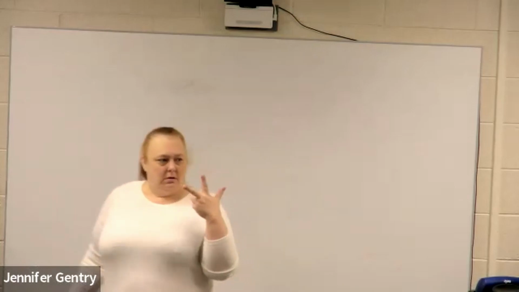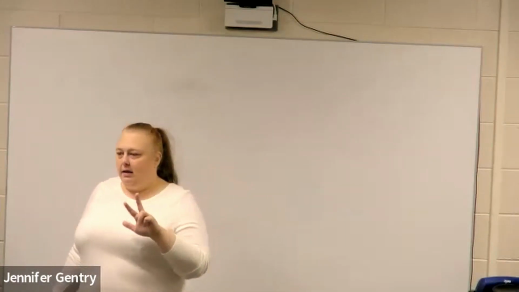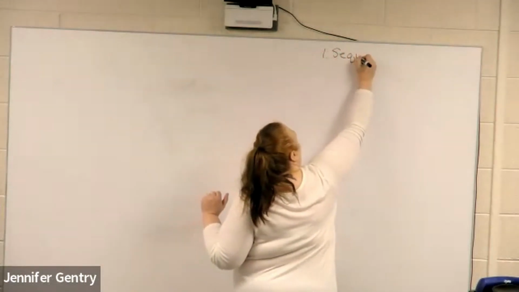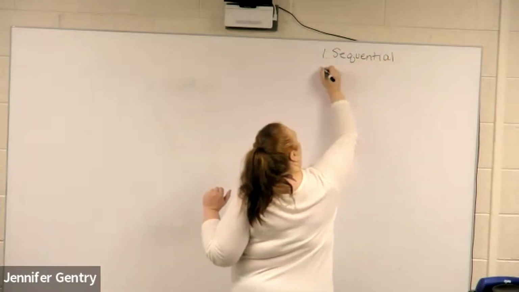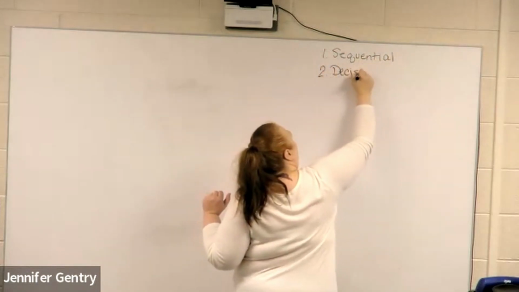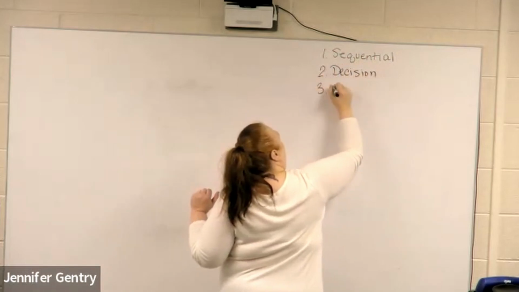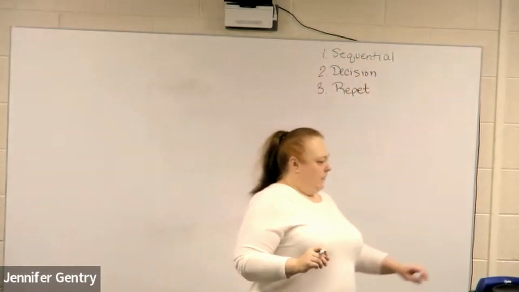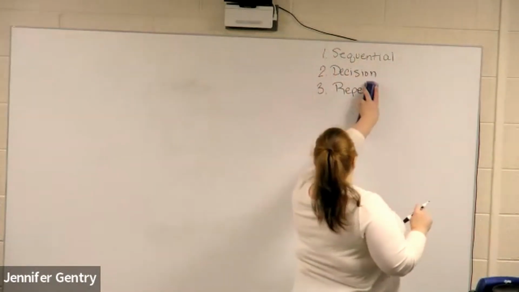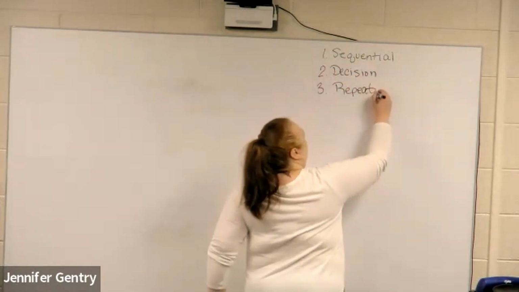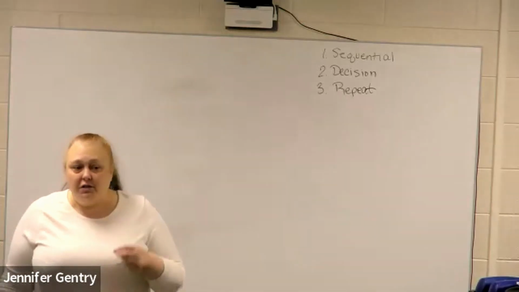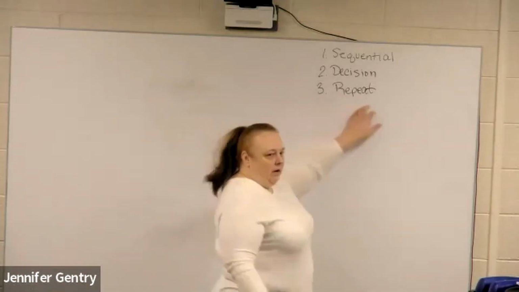Control structures. Remember, in order to do something, how many are there? 3. Thank you. Number 1, I can go in sequence. Number 2, I can make a decision. And number 3, I can repeat. Spelling, not my thing. I think there's an A in repeat. There, okay. We can repeat. That's all we can do, okay? So you've got to be able to do whatever you need to do using one of these 3 things.